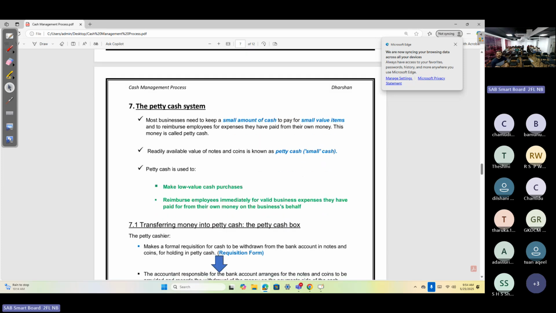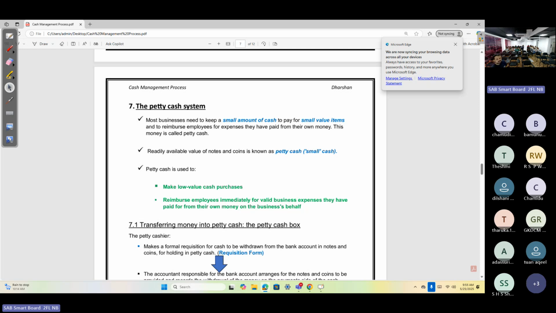Petty cash system. Most businesses need to keep a small amount of cash to pay small value items, small amounts of expenses, and to reimburse employees for expenses they have paid from their own money. Sometimes they first get the money and then spend. Otherwise, they spend the money and after that get the money from petty cash. But finally, a bill should be there.